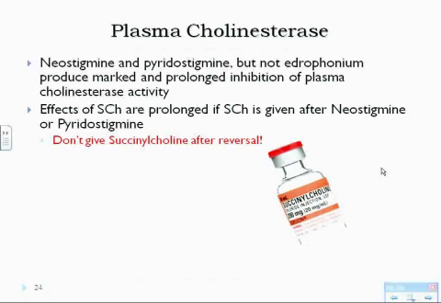Okay? So just be aware of that. Okay? This is especially seen when you're giving neostigmine or pyridostigmine, not so much with edrophonium. Yes?